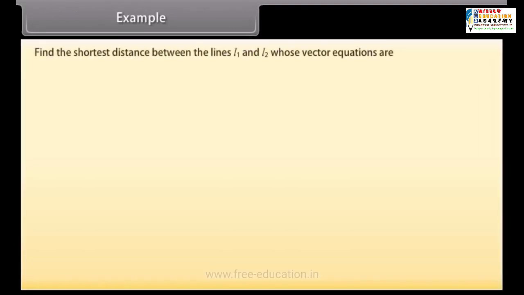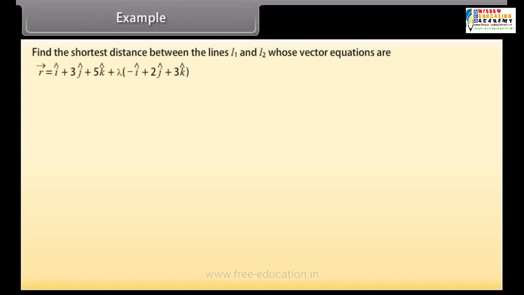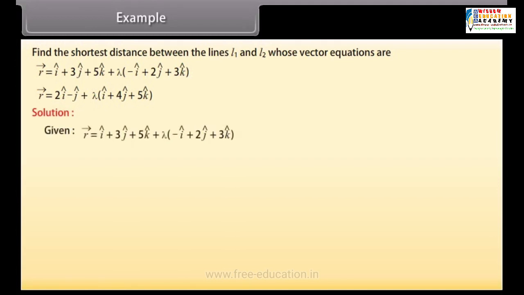Example: find the shortest distance between the lines L1 and L2 whose vector equations are vector r = î + 3ĵ + 5k̂ + λ(−î + 2ĵ + 3k̂), vector r = 2î − ĵ + μ(î + 4ĵ + 5k̂). Solution: given vector r = î + 3ĵ + 5k̂ + λ(−î + 2ĵ + 3k̂), vector r = 2î − ĵ + μ(î + 4ĵ + 5k̂).